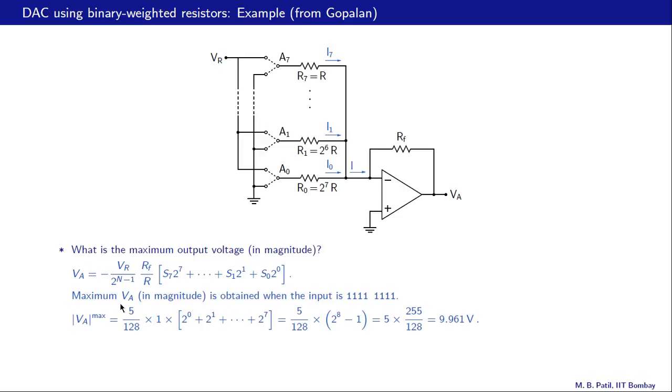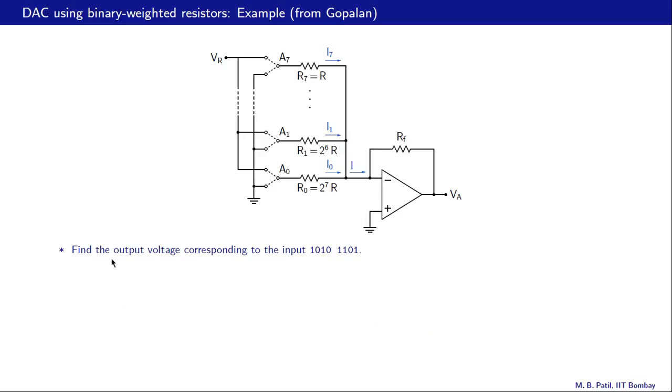VR is 5 volts, 2 raised to n minus 1 is 128, RF and R are equal, so that is 1, and this bracket is then 2 raised to 0 plus 2 raised to 1 all the way up to 2 raised to 7, and when we evaluate that we get 9.961 volts. Next, find the output voltage corresponding to the input binary number 10101101.